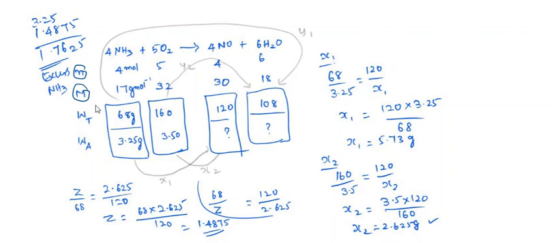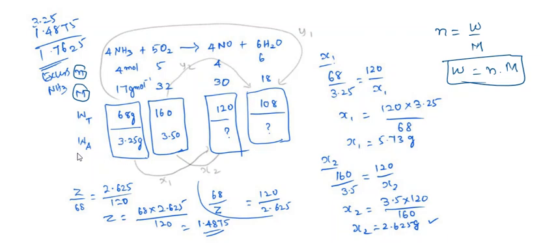Okay. Now we know that by multiplying this we can get W, because we know the equation: number of moles is equal to weight by molecular weight. So if you need weight, you can multiply number of moles into what? M, molar mass. So based on this, we can multiply. So 68 gram. This is the theoretical weight. WT means theoretical weight. Similarly, 5 into 32, 160. 4 into 30, 120. 6 into 18, 108.